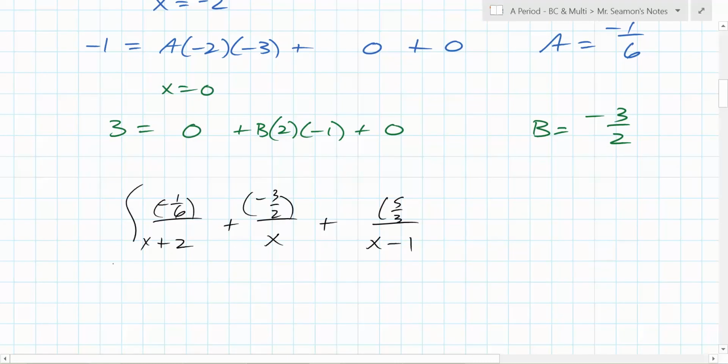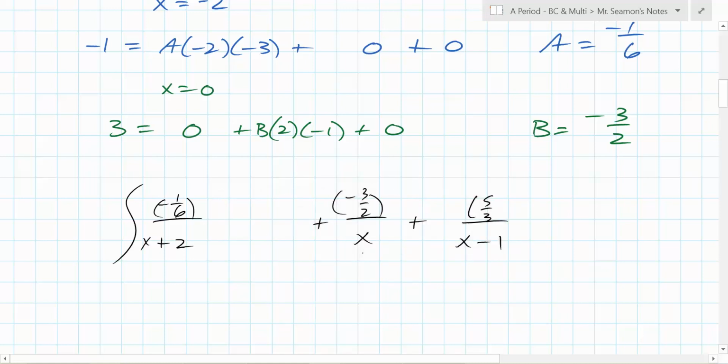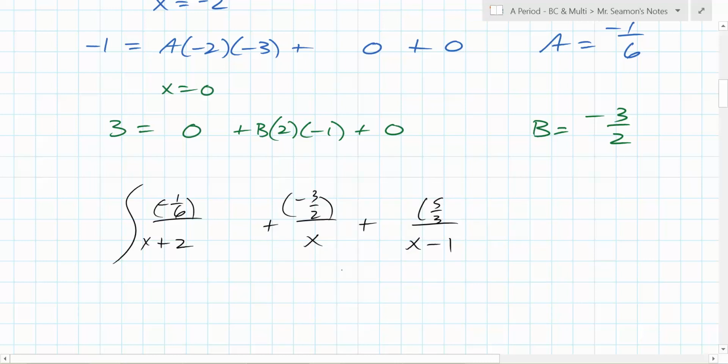So you have to do each of these individually right here. I'm not going to do those out. You guys can do those out yourself. You're going to see a lot of what when you integrate these things? A lot of natural logs, correct. Like this. Do each of them.